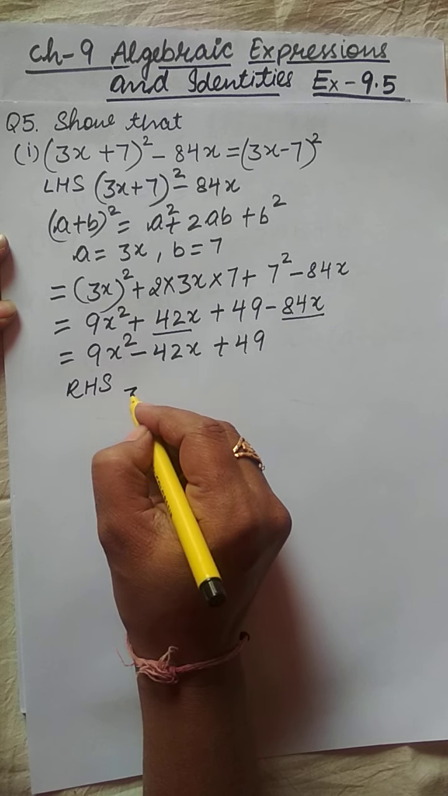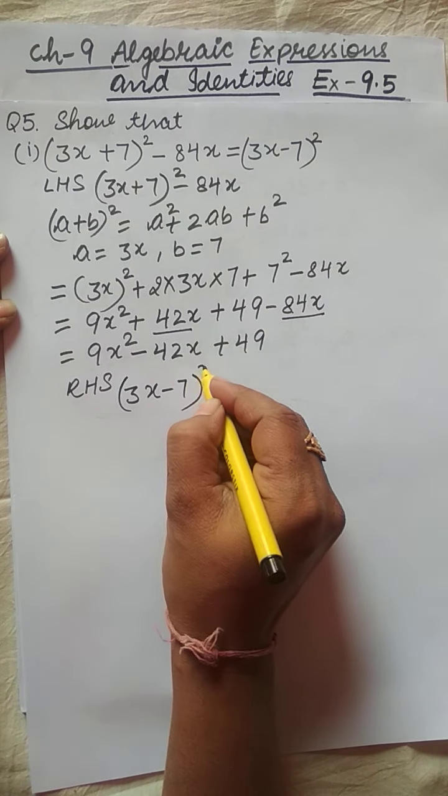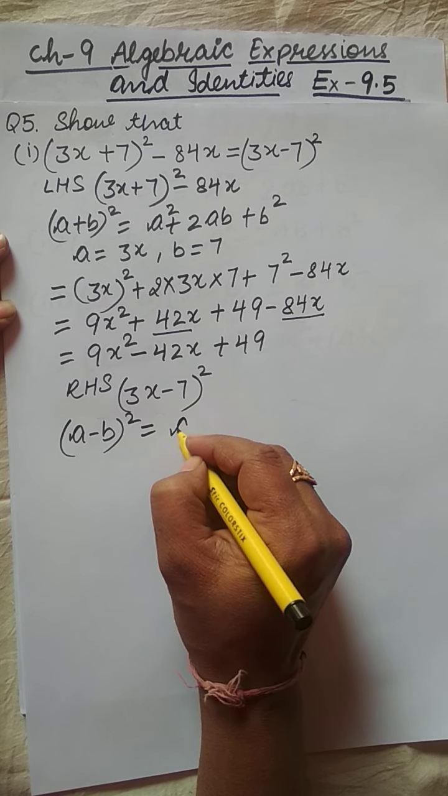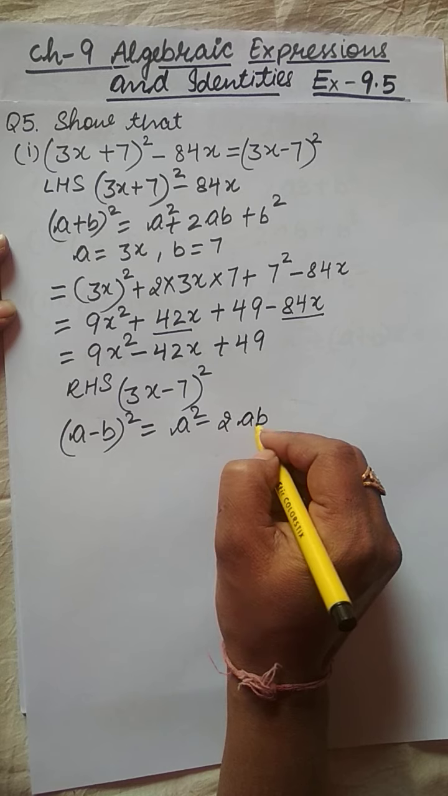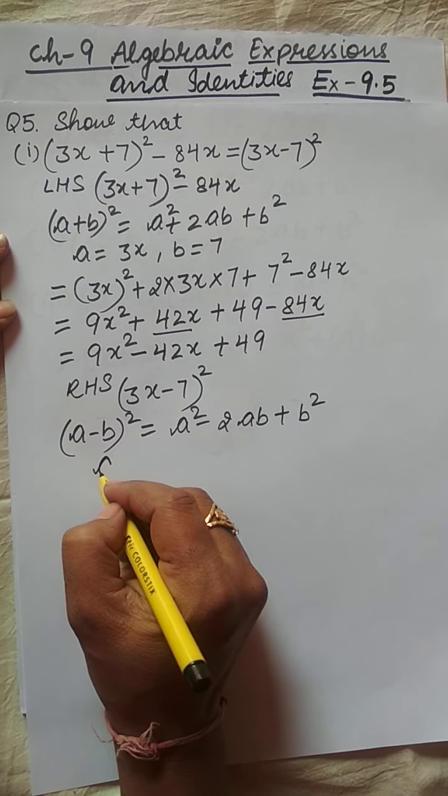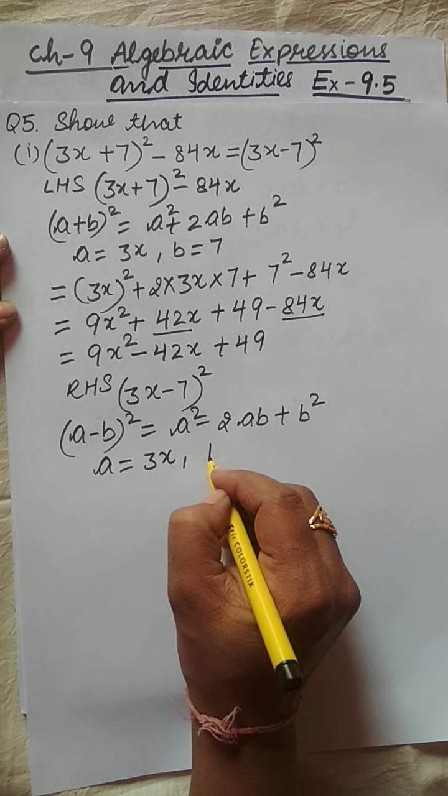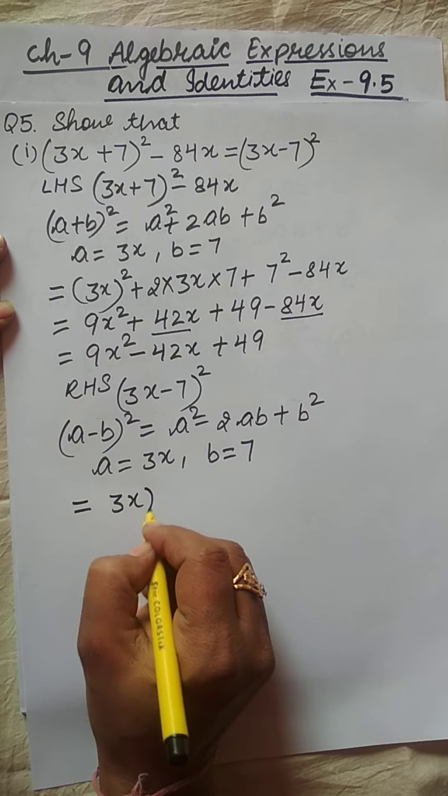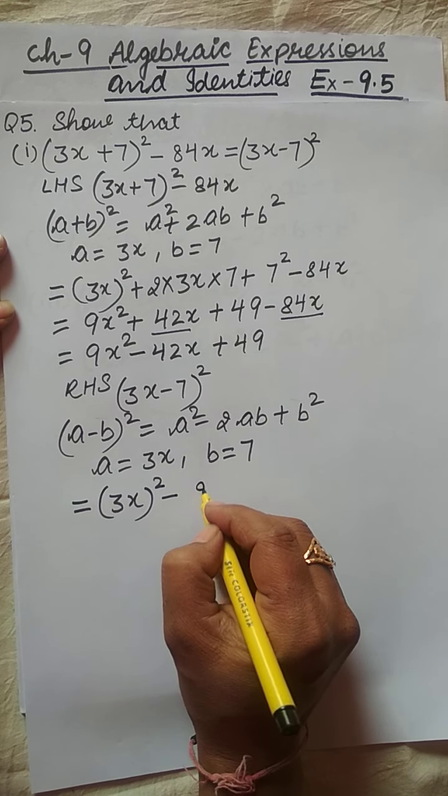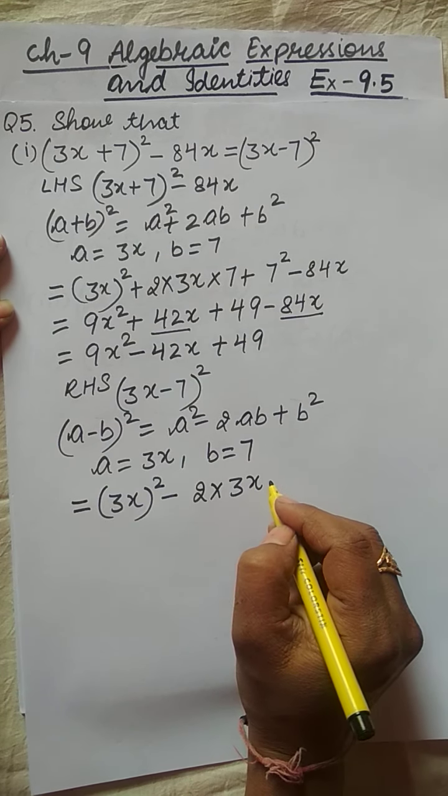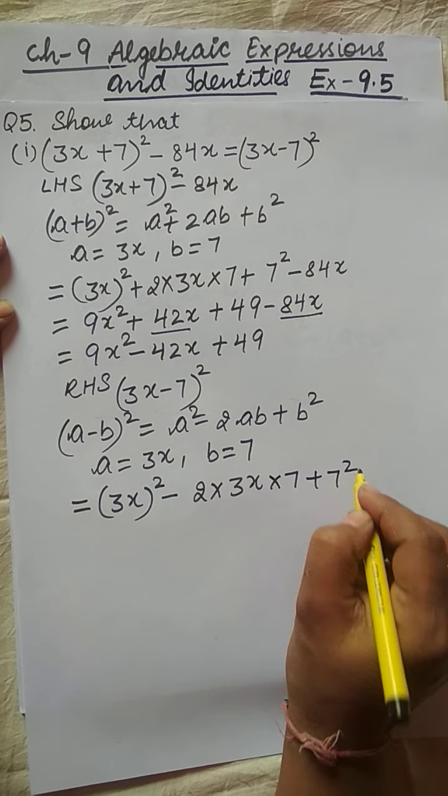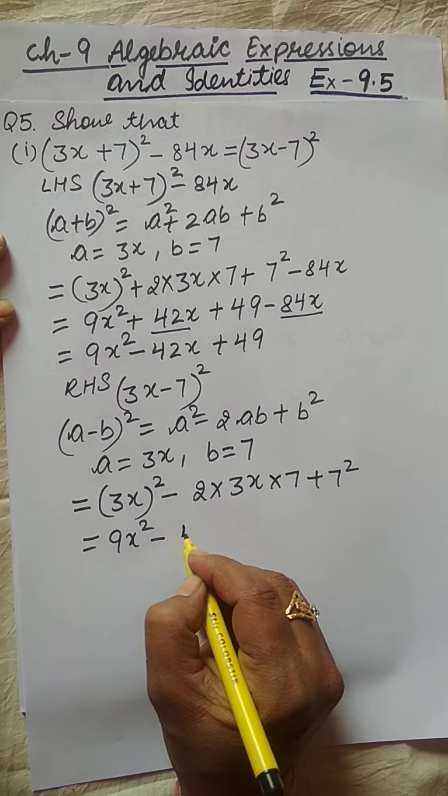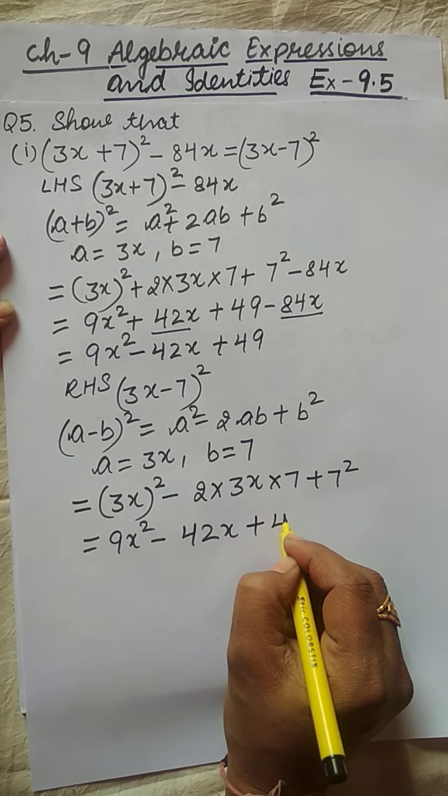Right hand side is (3x − 7)². In this we will use the identity (a − b)², which is equal to a² − 2ab + b². Here a is equal to 3x, b is equal to 7. Now substitute the values. (3x)² − 2 × 3x × 7 + 7². This is 9x² − 3 2's the 6, 6 7's the 42x + 49.